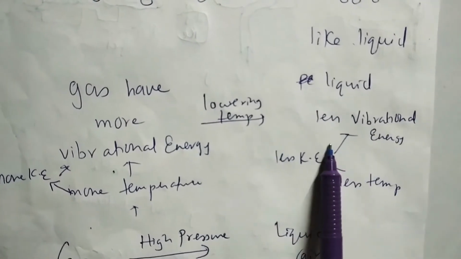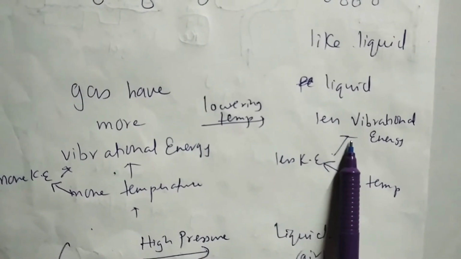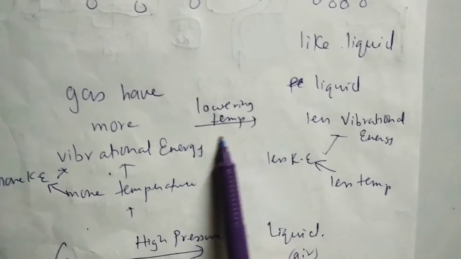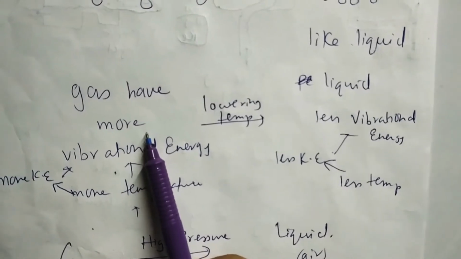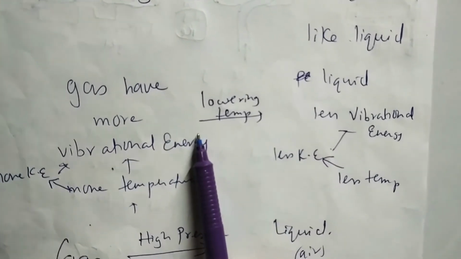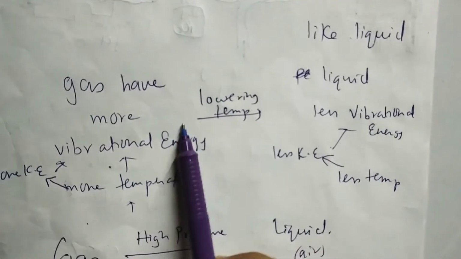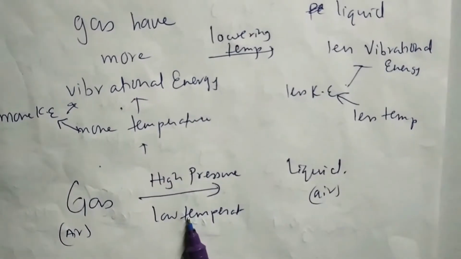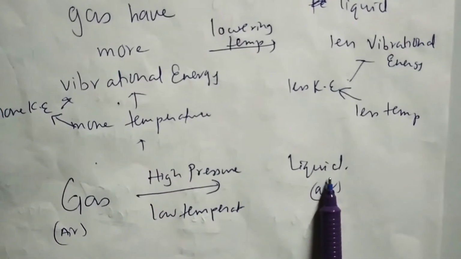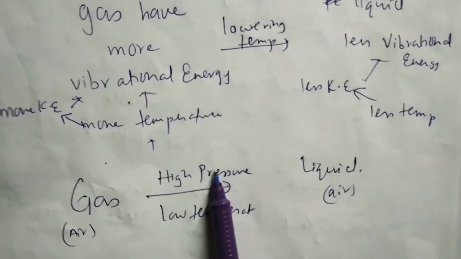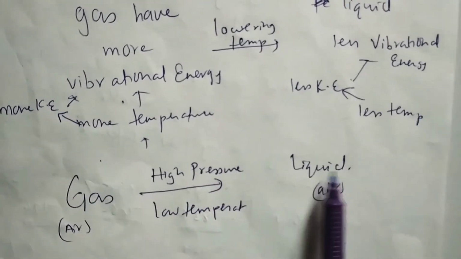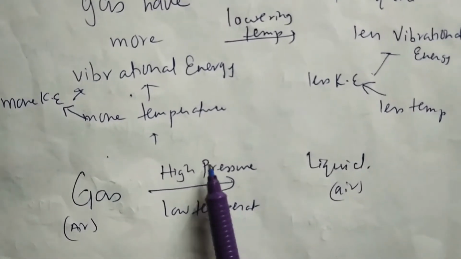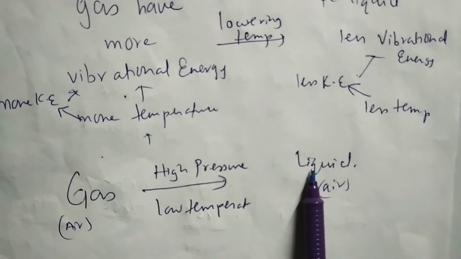In liquid phase, what happened? Their molecules are having less vibration energy compared to the gas, less kinetic energy compared to the gas. So that's why by lowering this temperature, we are reinforcing the process into liquid. So we can say gas at high pressure and low temperature is turning into liquid. So this air which was in gaseous condition, on application of high pressure and lower temperature, turns to liquid air.